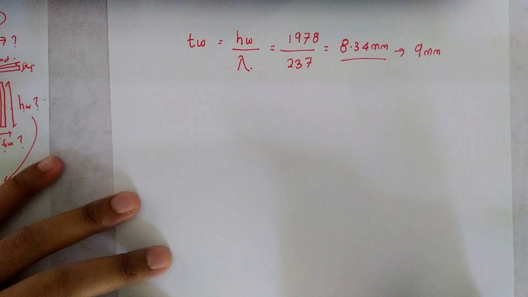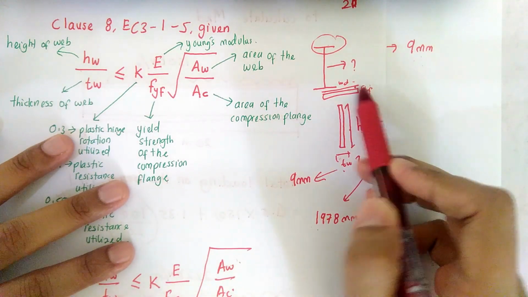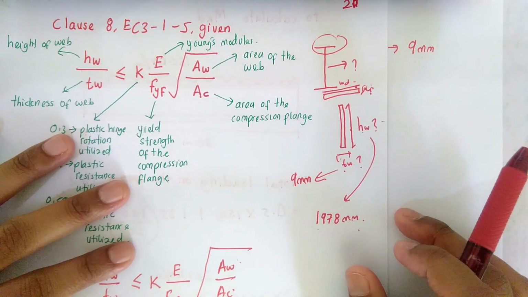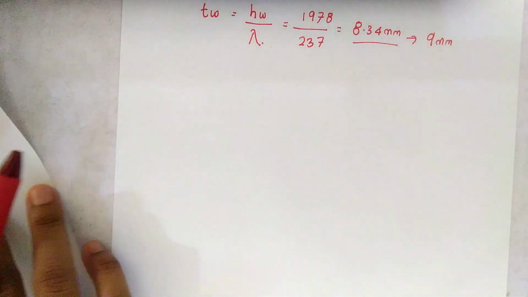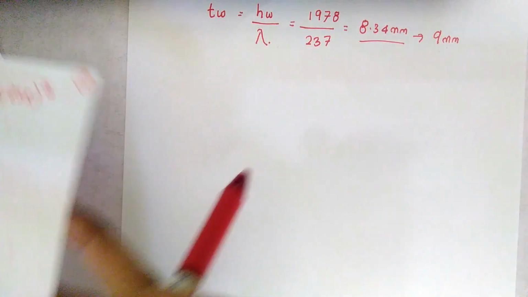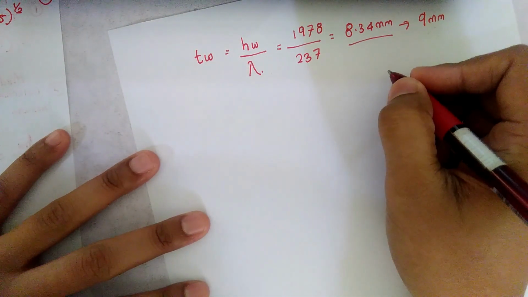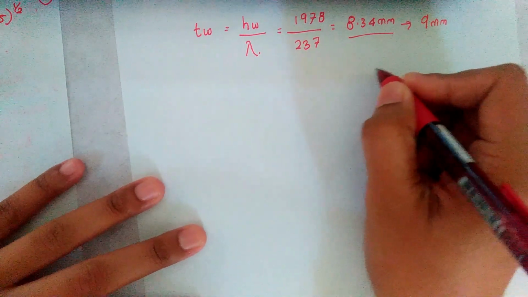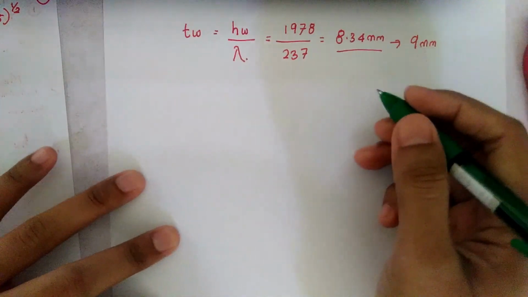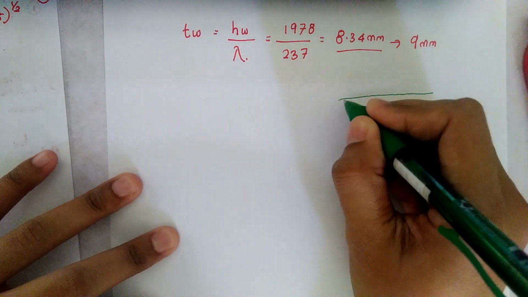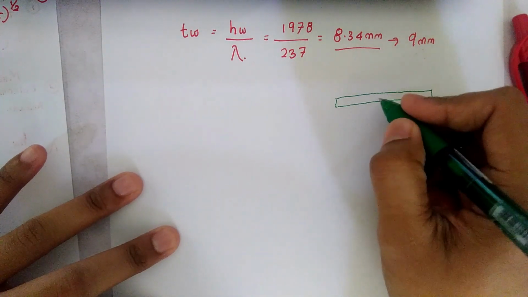Okay, so now we're going to calculate the thickness of the flange and also the width of the total flange. So how can we calculate them? First, we can define the flange. Let me use another color. In this place, we can have the flange.